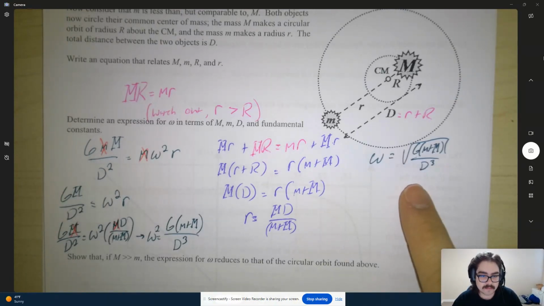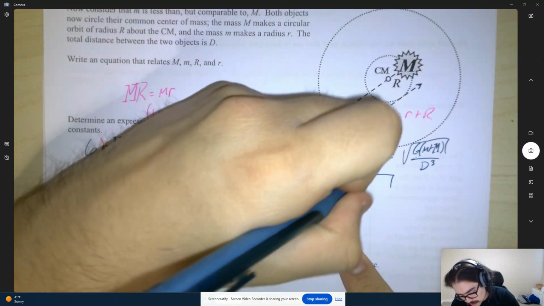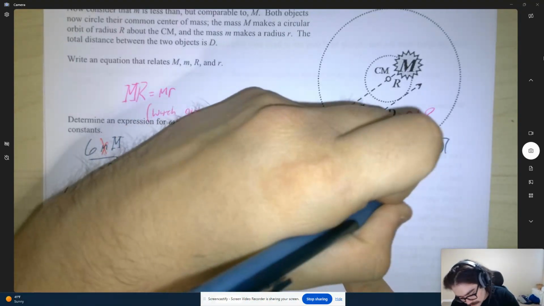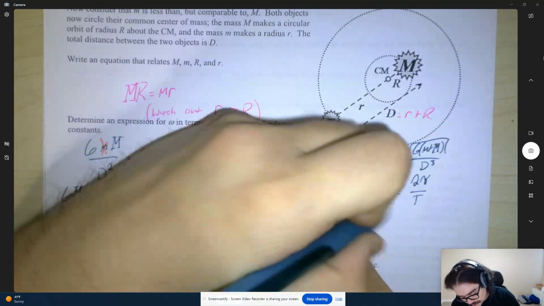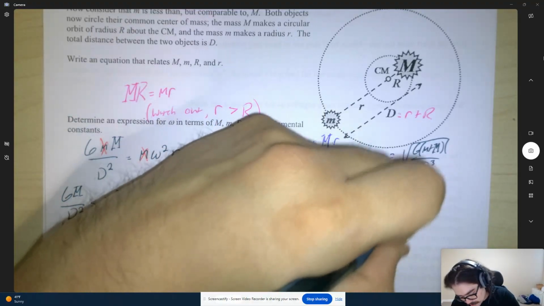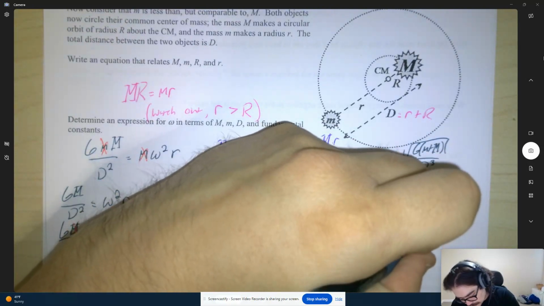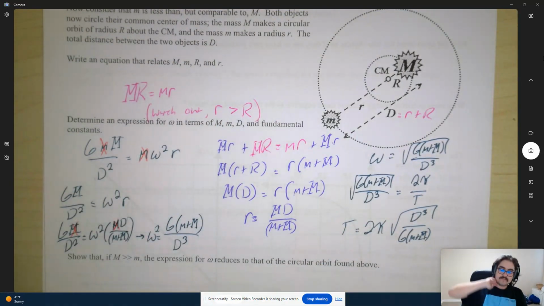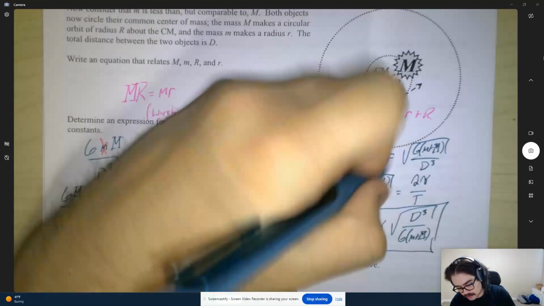And then, to get the period of orbit, which is going a step further, I can set root of G (little m plus big M) over D cubed equal to 2 pi over T. I flip both sides and multiply by 2 pi, and I end up getting T equals 2 pi root of D cubed over G (little m plus big M). I just went a step further, but really you just had to get the omega equation.